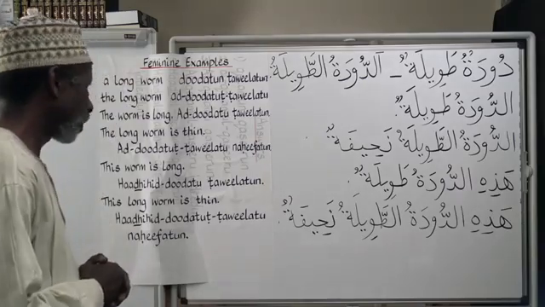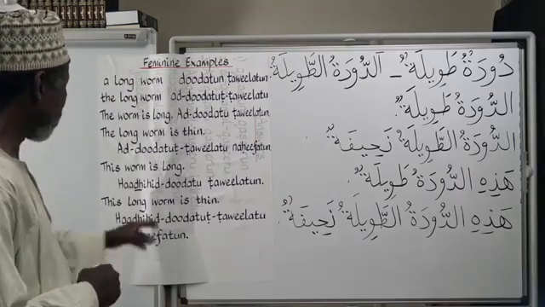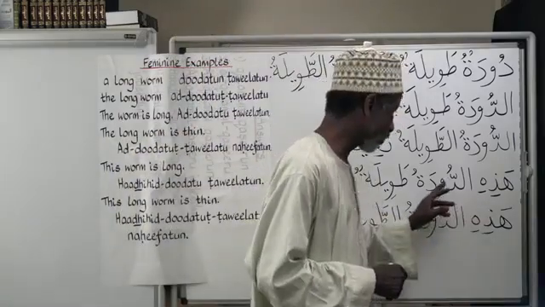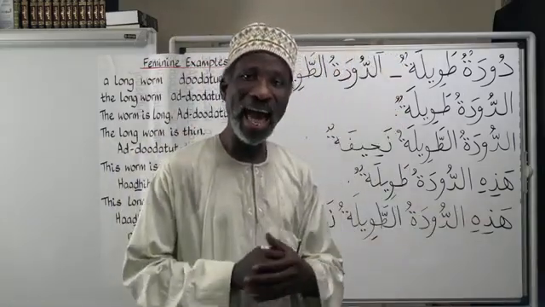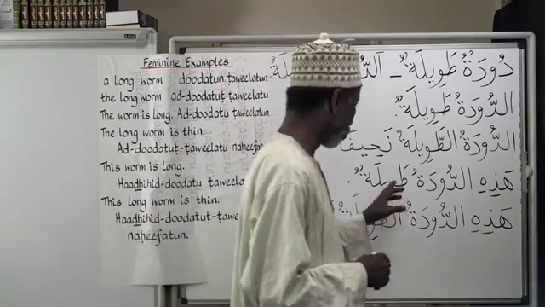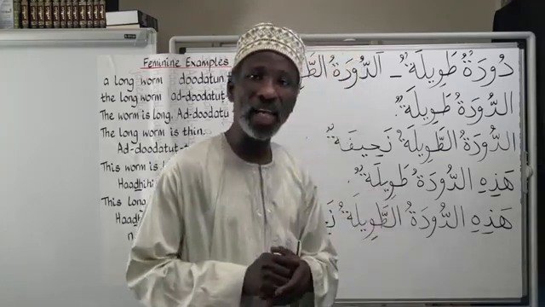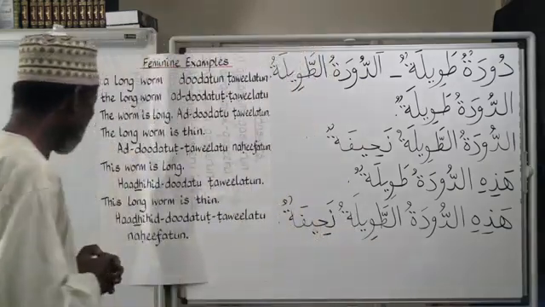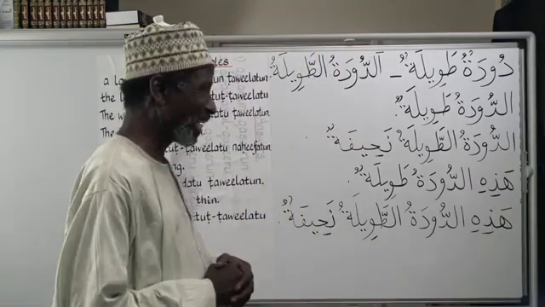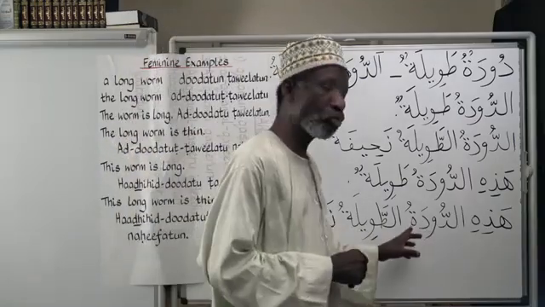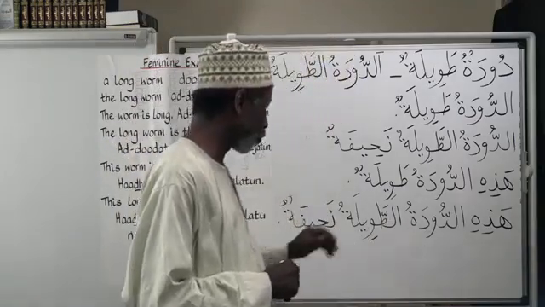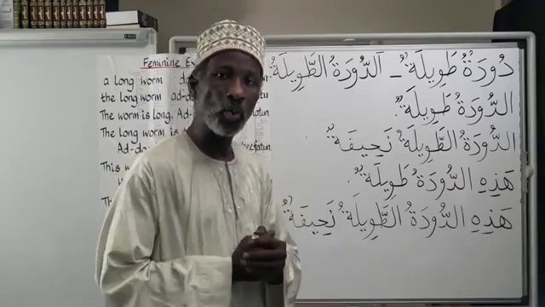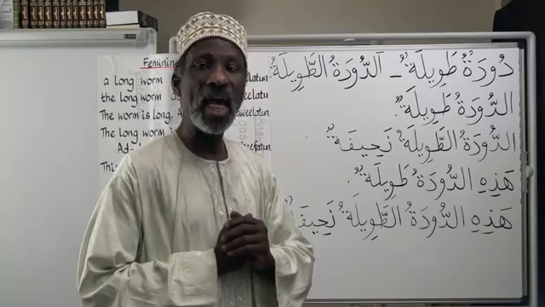Next one. This long worm is thin. We are putting هذه because it's مؤنث. هذه الدودة طويلة. Last one. This long worm is thin. هذه الدودة الطويلة نحيفة. This long worm is thin.